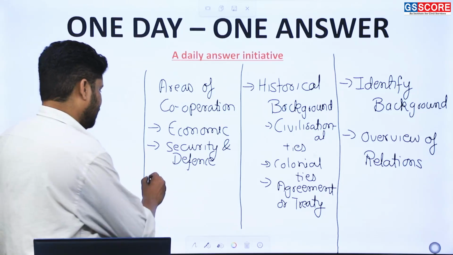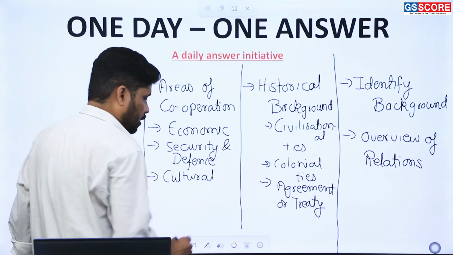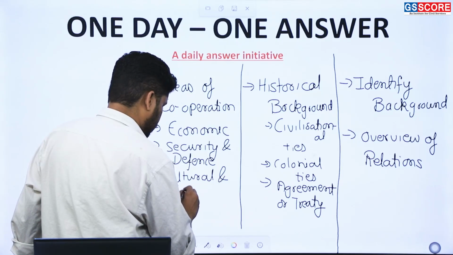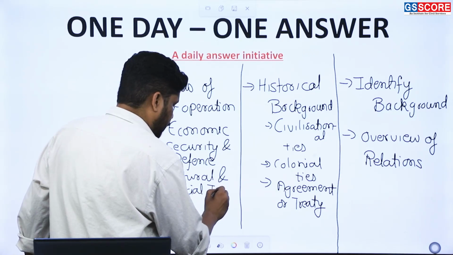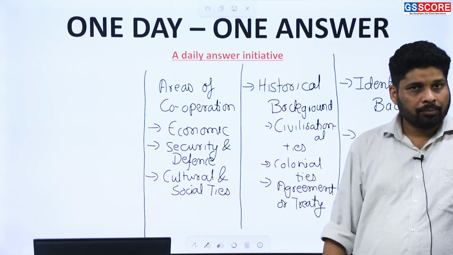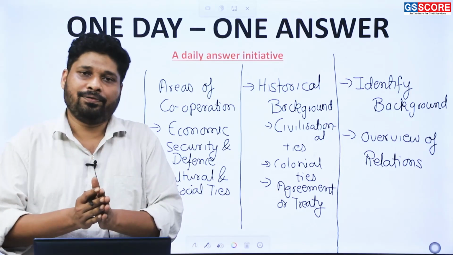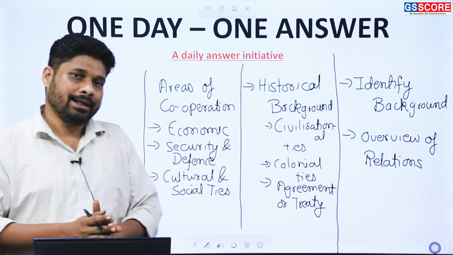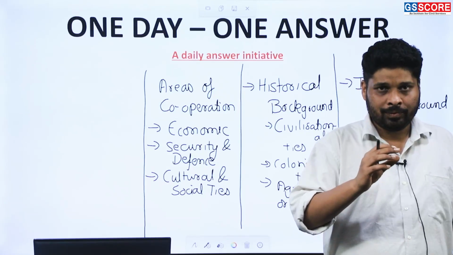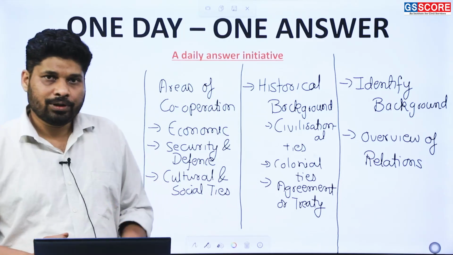Third, cultural and social ties. For example, if the question is on India-Sri Lanka relations, then the Buddhist theme, okay, that in a way glues together India and Sri Lanka, will find its mention in the answer. When it comes to India and Myanmar or India and Bangladesh, then roti beti rishta, the relationship of roti beti, will be included in your answer.